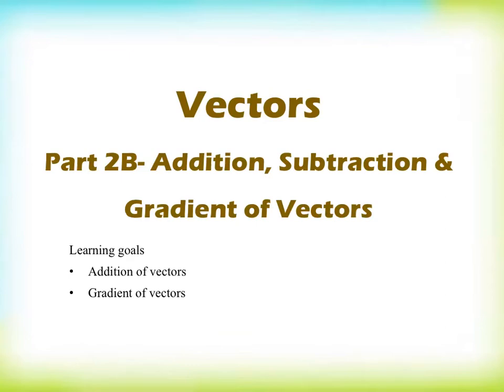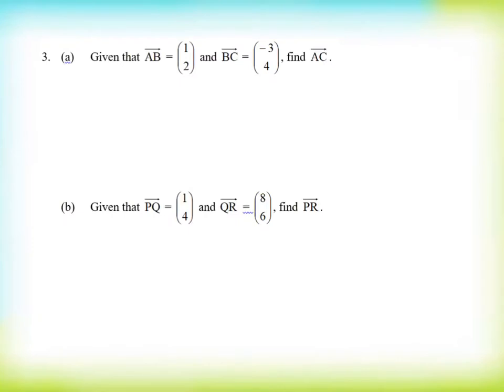Vectors Part 2b, Addition, Subtraction and Gradient of Vectors. Question number 3. Given the following, I have vector AB and vector BC, and they asked me to find vector AC. Now, how am I going to find this vector?